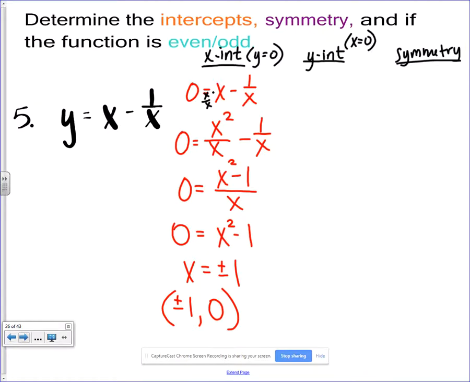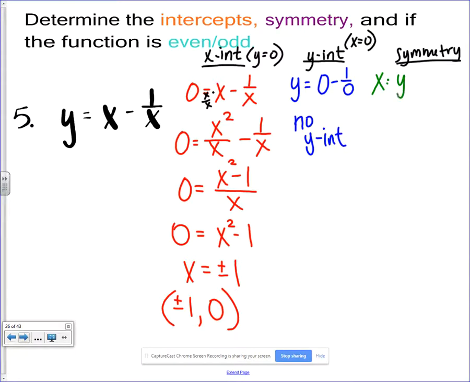Same idea for the y-intercept. I'm going to make my x be 0. And what are you going to tell me? Can't do it. So what do I know about my y-intercept? There is none. I can't have that 0 in the denominator.